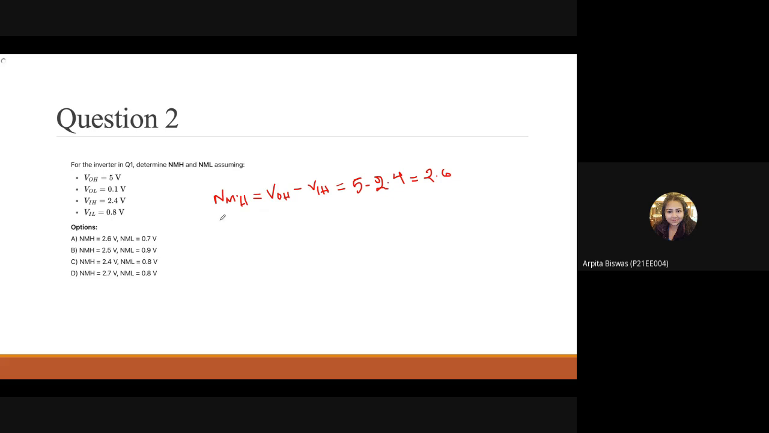And what about the NML, the noise margin low? Tell me the equation. VIL minus VOL. And what are VIL and VOL? Please go through the lecture at first. This is equal to 0.8 minus 0.1. So the ultimate value is 0.7.